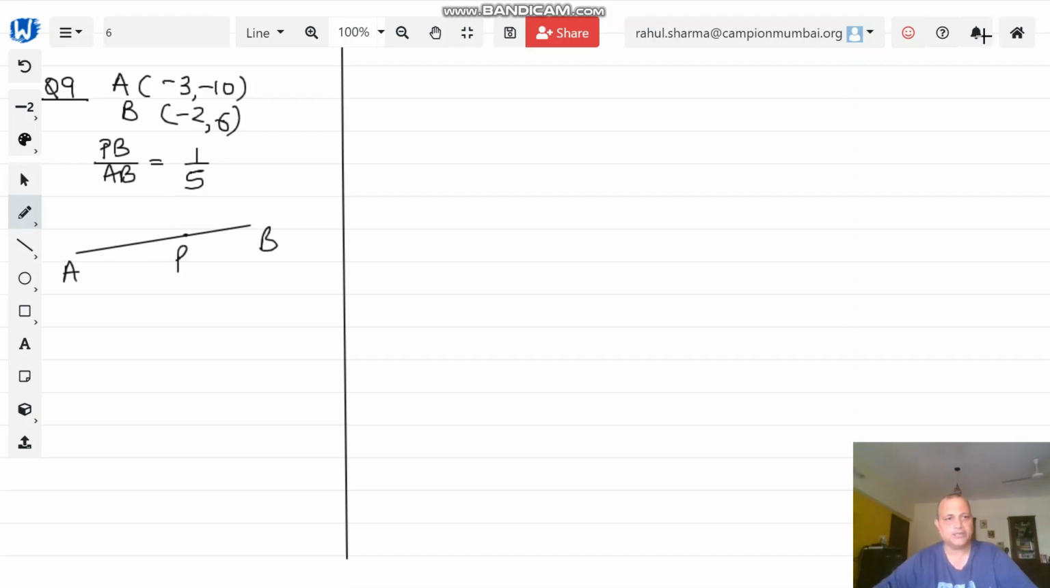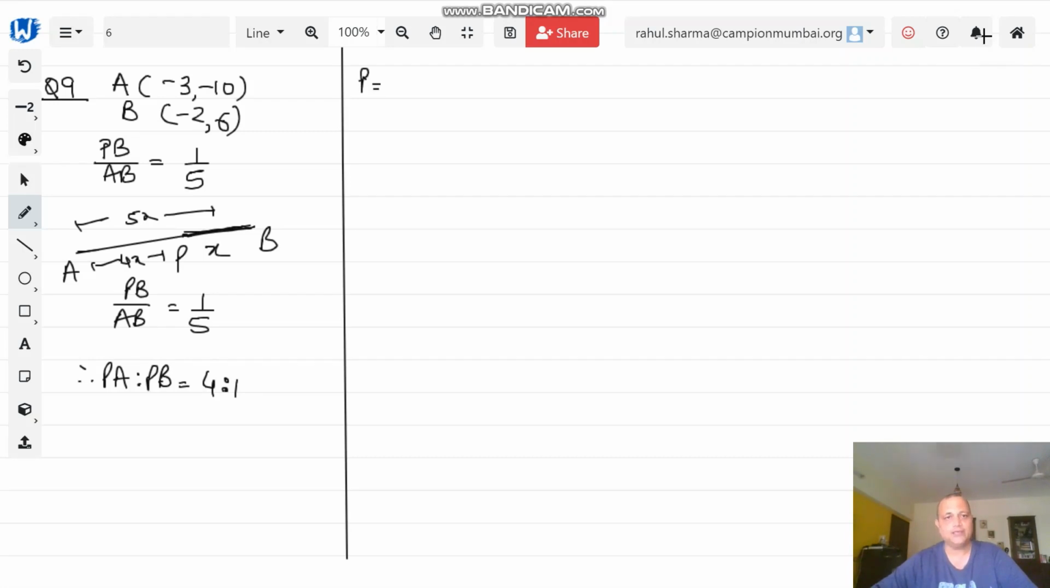P divides it in the ratio 1 is to 5, but this is PB is to AB, which means part to total. So PB upon AB is equal to 1 upon 5. Now, if this is x, then this total is 5x, which means PA is equal to 4x. Therefore, PA is to PB will be equal to 4 is to 1. Notice that this has been given as part to total ratio.